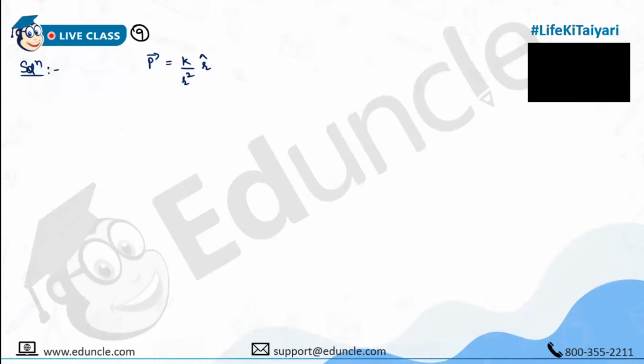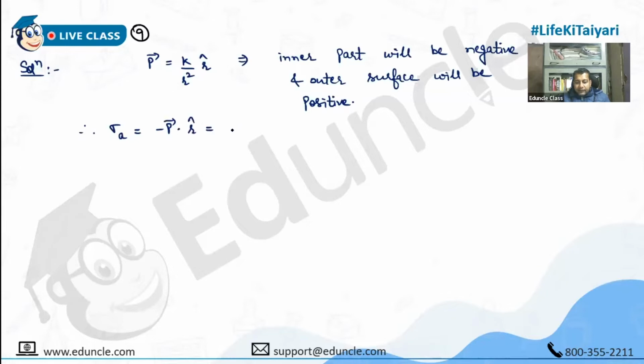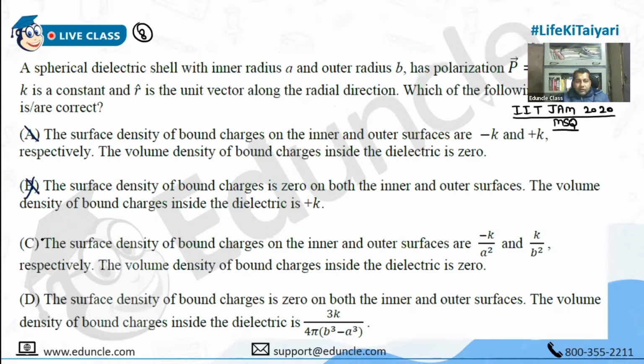It means the inner surface, inner part is negative and the outer part will be positive, because polarization points from negative to positive charge. Isn't it? Yes, sir. It means while finding the surface bound charge you need to take care of this fact. Therefore the bound charge density at the inner radius will be given by a negative sign like this, and the bound charge density at the outer surface will be given by a positive sign like this. Is it clear to all? Because we have concluded that there will be negative and positive charges, this one is wrong. This one is wrong. This one is correct, na?